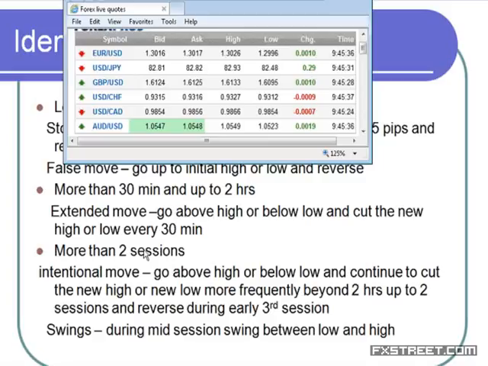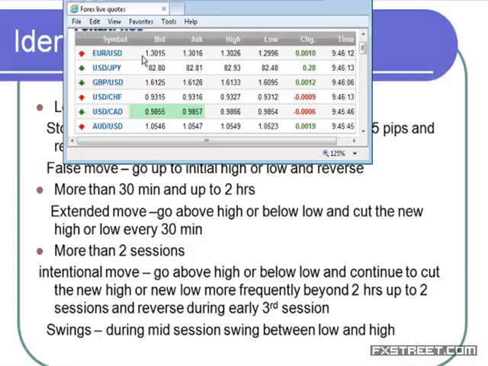Then they cut the high and continue to cut the high for more than 2 hours. And if it is a slow rise, then it is an intentional move. The intentional move lasts for about 2 sessions. Like yesterday, they continued to rise during the European and US sessions. I made a remark in the fxstreet.net blog that they are making an intentional move on the upside. That means avoid doing a sell trade. If you sell, you will get stuck.